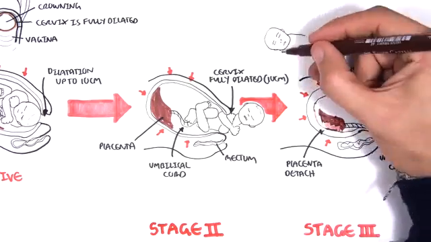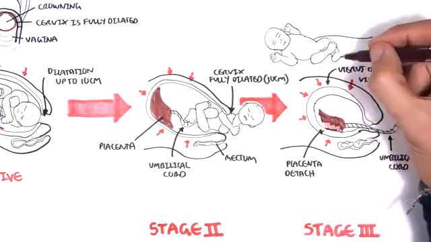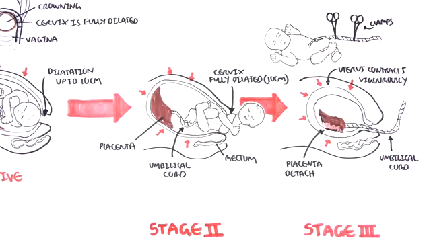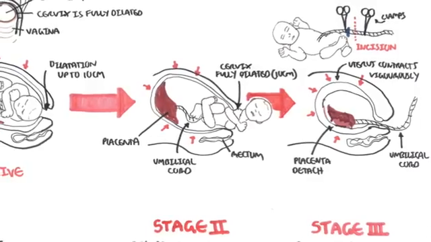Once the baby is out, of course, clamps are put on either side of the umbilical cord, and then the umbilical cord is cut. It is also routine to get bloods from the umbilical cord for analysis of pH. Blood is taken from the umbilical artery and the umbilical vein.